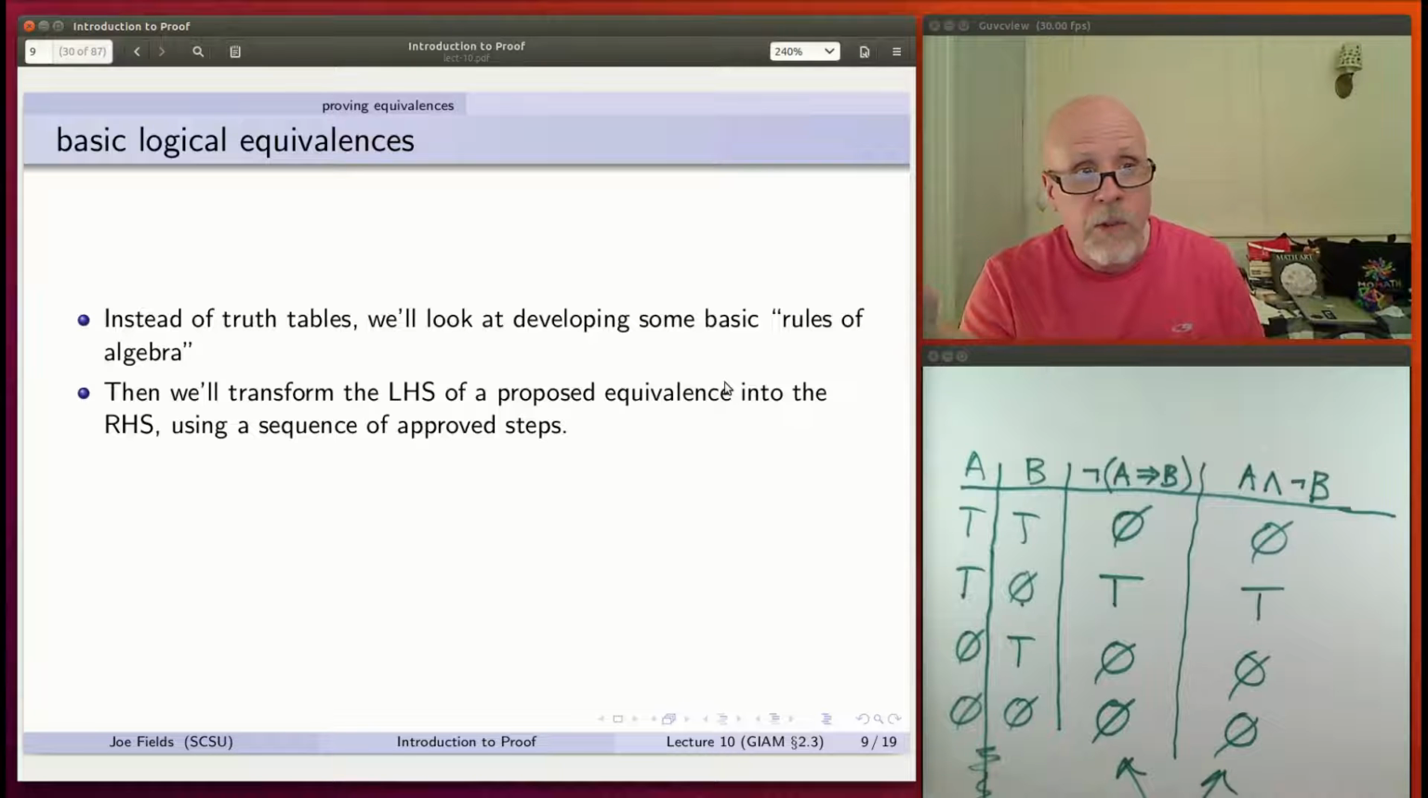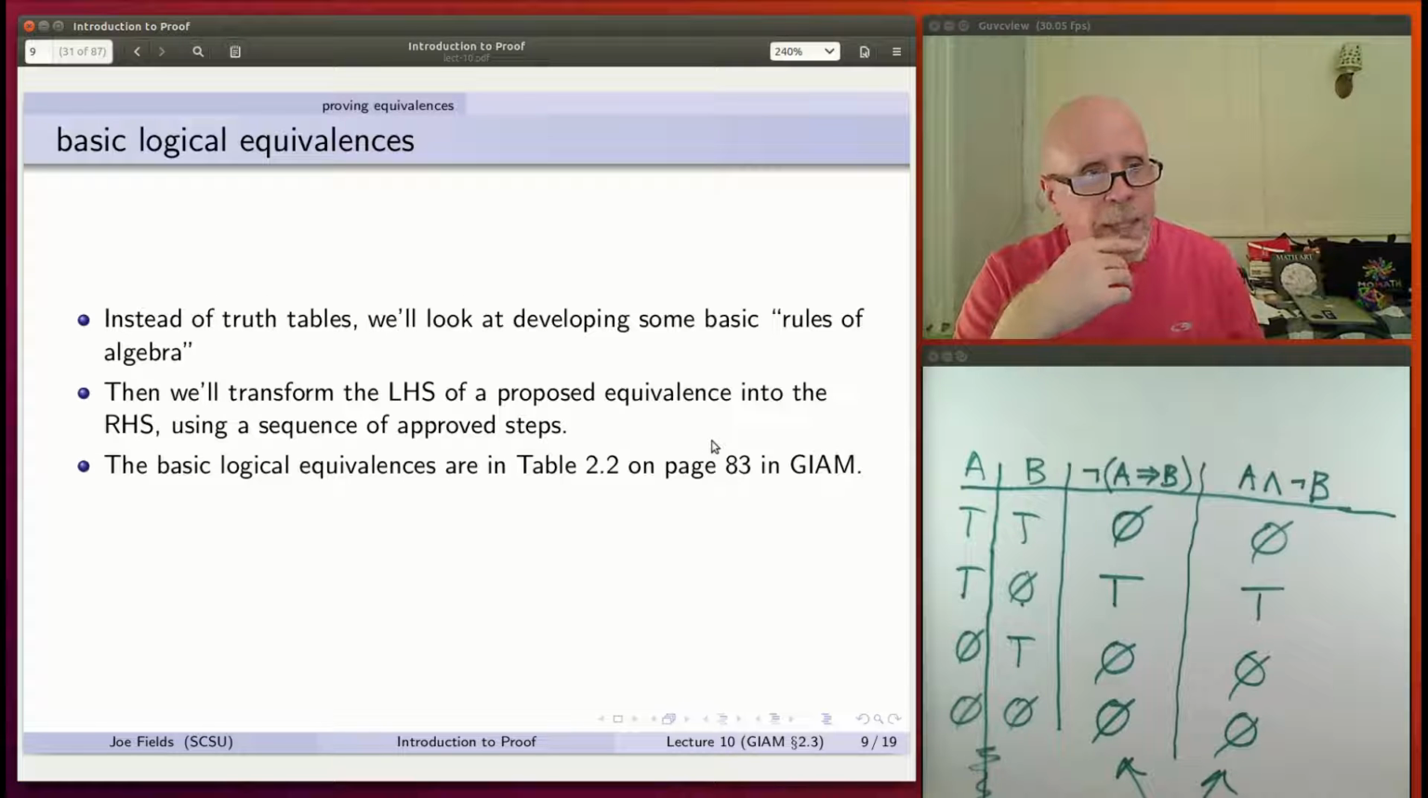Anyway, I'll start with one side or the other of the thing, and then I'll try to transform it into the opposite side in a sequence of steps that are approved, right? These are the things that we are going to look at and convince ourselves these are legitimate moves. They're not going to change the truth values of anything.